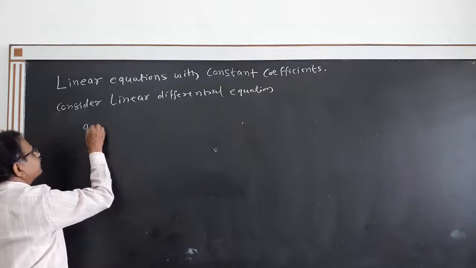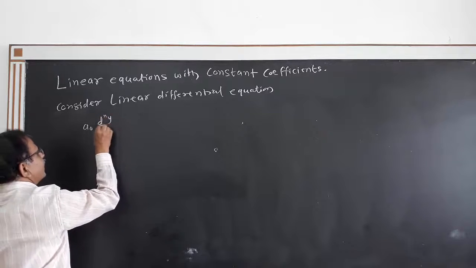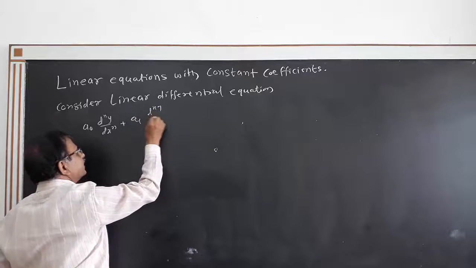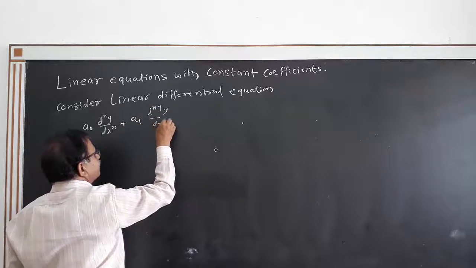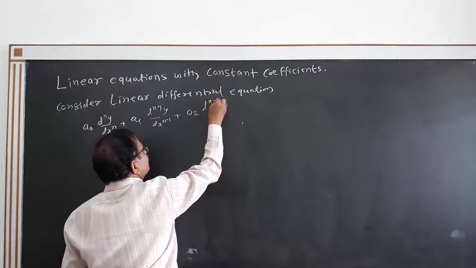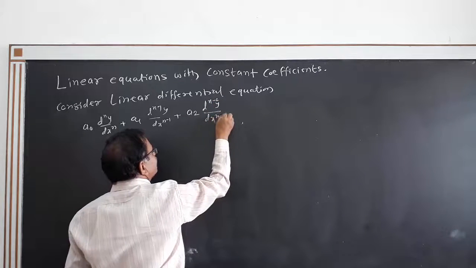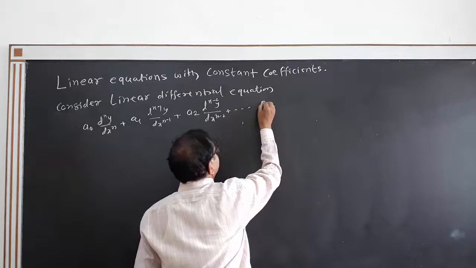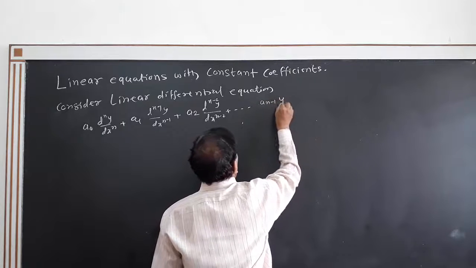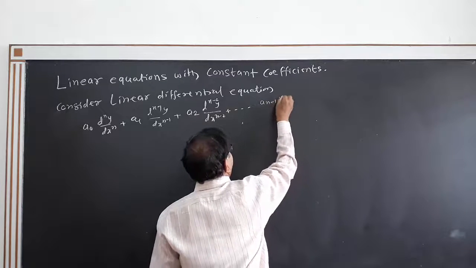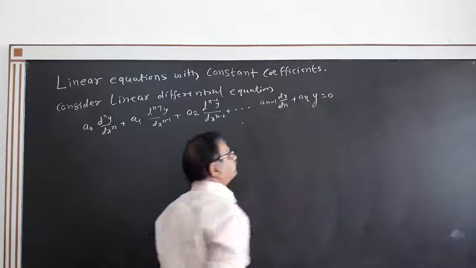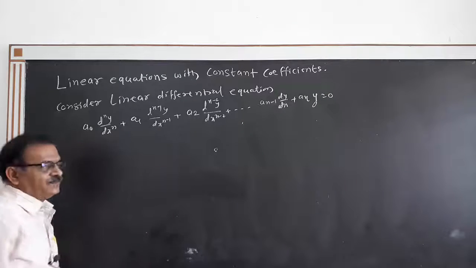a0 d^n y by dx^n plus a1 d^(n-1) y by dx^(n-1) plus a2 d^(n-2) y by dx^(n-2) plus so on, a(n-1) dy by dx plus an y equal to 0. This differential equation is linear differential equation.